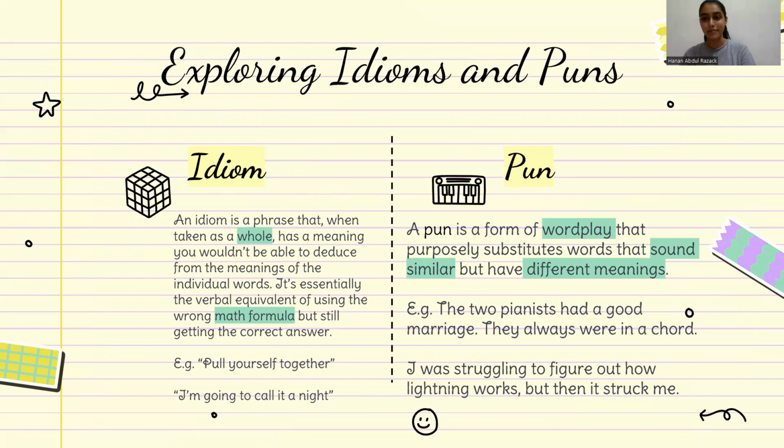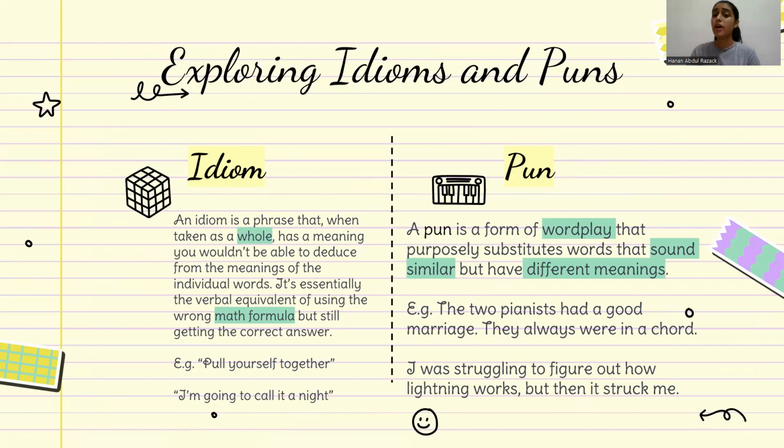Finally, we have idioms and puns. Idiom. An idiom is a phrase that, when taken as a whole, has meaning you wouldn't be able to deduce from the meanings of the individual words. It's essentially the verbal equivalent of using the wrong math formula but still getting the right answer. Example, pull yourself together. Another example, I'm going to call it a night.